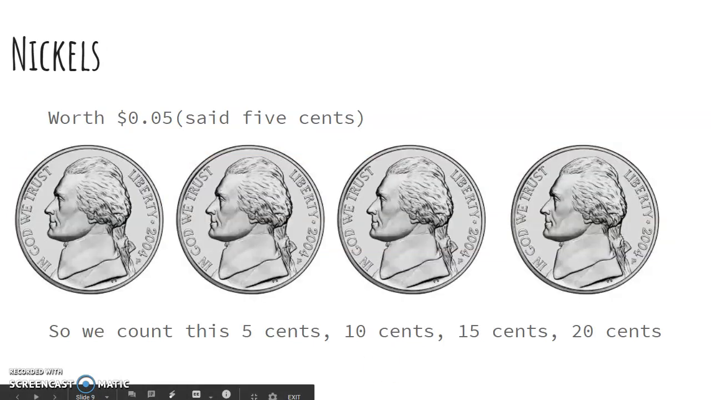Nickels. Nickels are worth 5 cents. So we have 1, 2, 3, 4 nickels. So we need to skip count by fives to figure out how much we have in nickels. So we have 5 cents, 10 cents, 15 cents, 20 cents. So I'm just skip counting by fives.